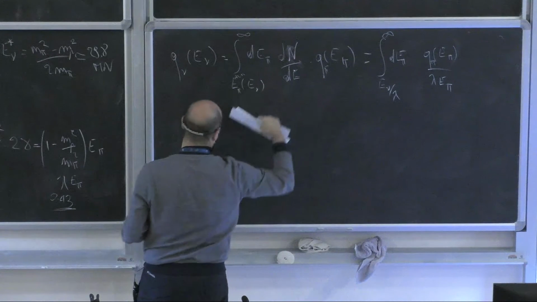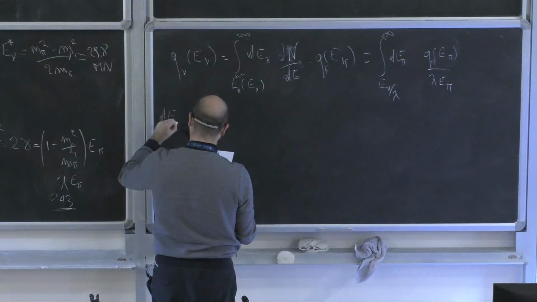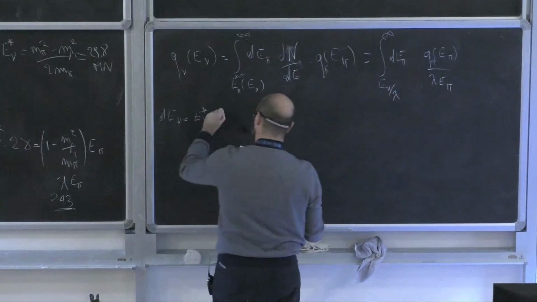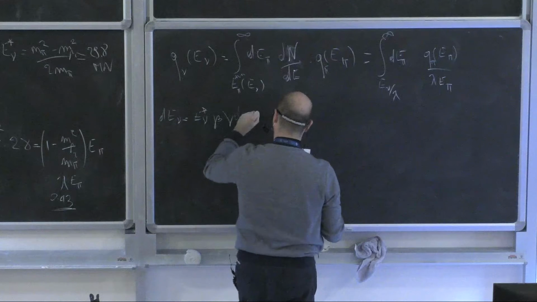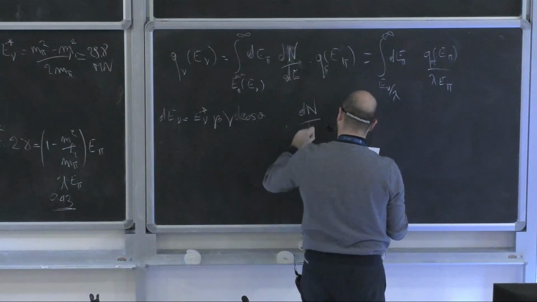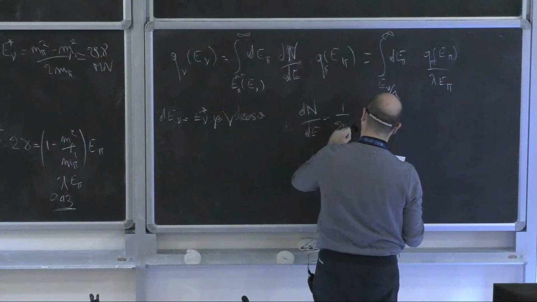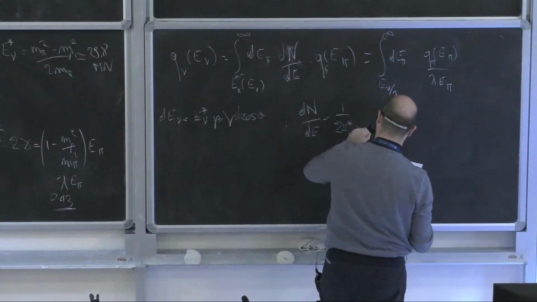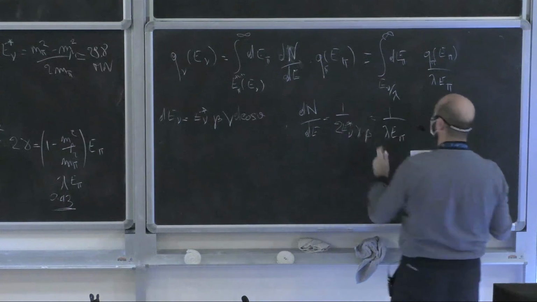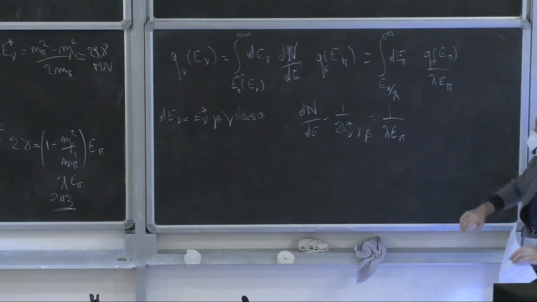Concerning the number distribution, we can repeat exactly the same argument as before. dE nu is basically E nu star beta gamma d cos theta, and we know that dN over dE is going to be equal to 1 over E nu star gamma beta, which is also 1 over lambda E pion. That's what I used here. That's exactly the step that we did before.